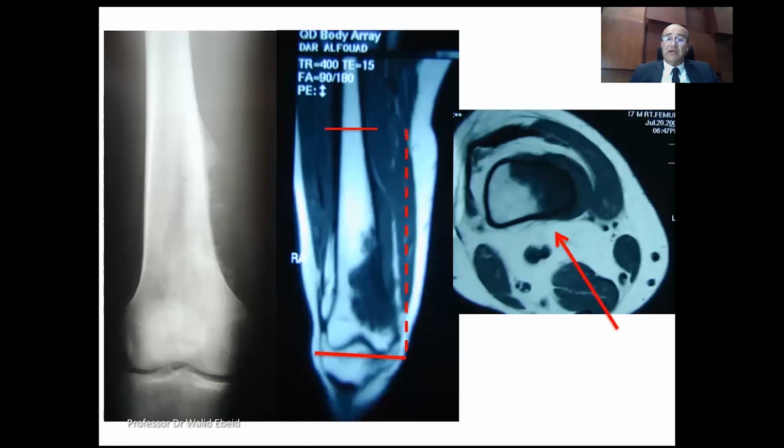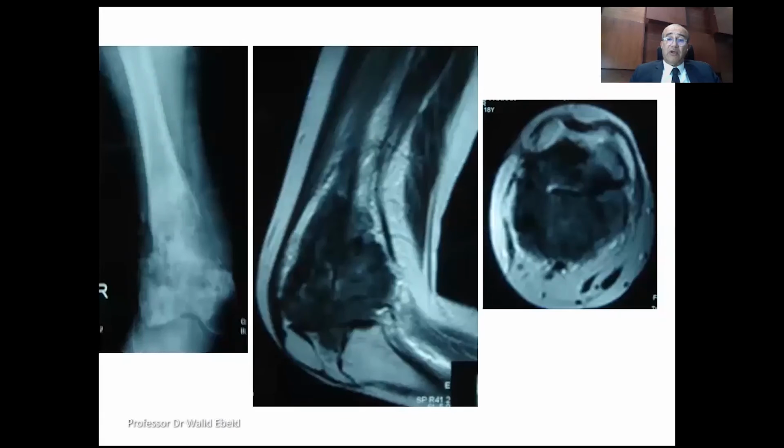Here you can see a definite clear fat plane between them, and hence you can decide your plan of dissection. MRI is also helpful to detect intra-articular extent, like in this case. You cannot know this information from the X-ray.